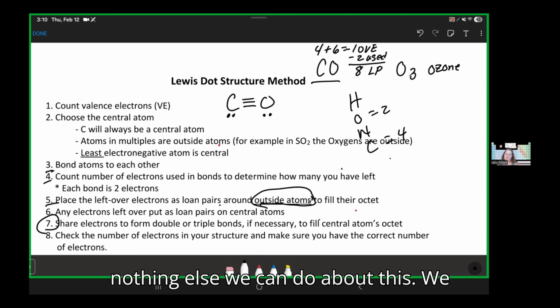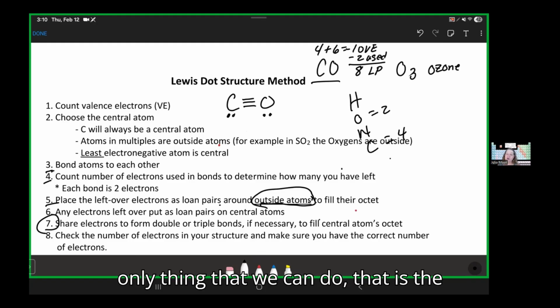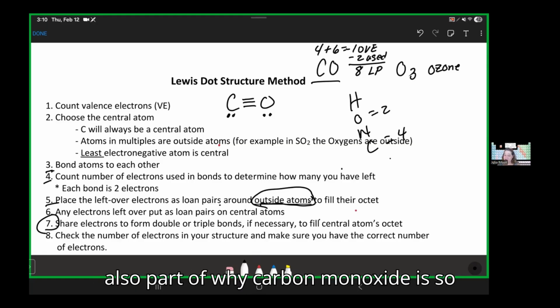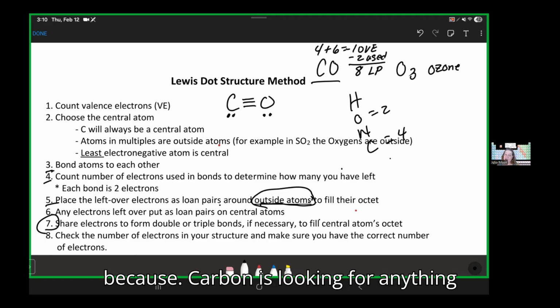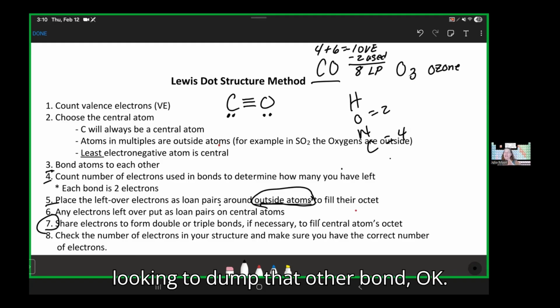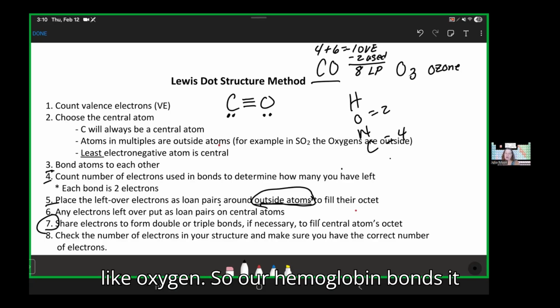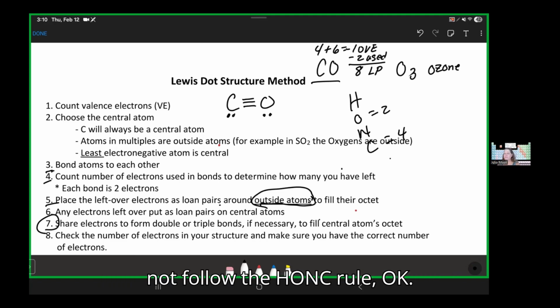Well, we can't do anything else. There's nothing else we can do about this. We have to go with that because it's the only thing that we can do. That is the structure for carbon monoxide. But that's also part of why carbon monoxide is so reactive and dangerous in our bodies, because carbon is looking for anything else to bond with, and oxygen's looking to dump that other bond. It's shaped a lot like oxygen, so our hemoglobin bonds it really tightly. So carbon monoxide does not follow the HONC rule.